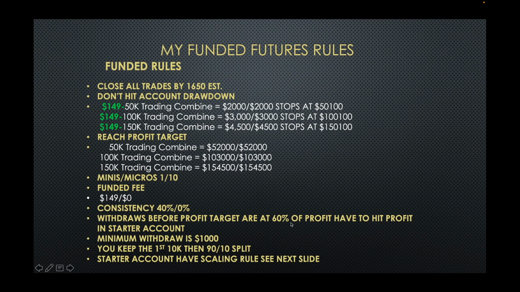With the starter, you can draw 60% of your profit for your withdrawals. You keep the first $10,000, and it's a 90-10 split. And then the starter account has a scaling plan, which I'll go over. Expert one, again, doesn't have that. So the expert stage costs a little bit more for the account, but you can withdraw your money right away. And with this one, I believe it's every 14 days.